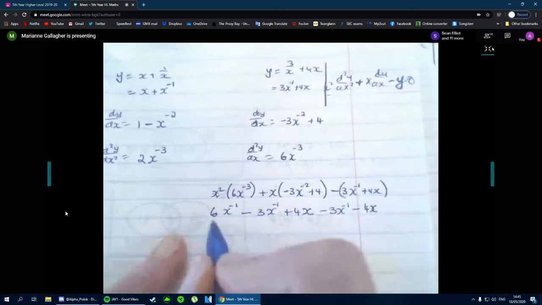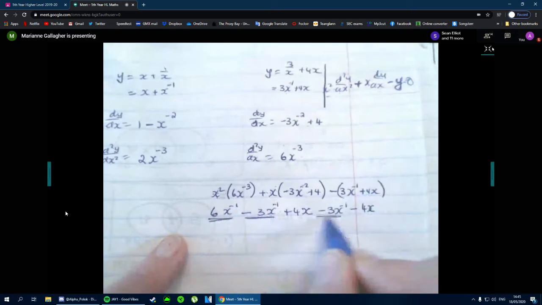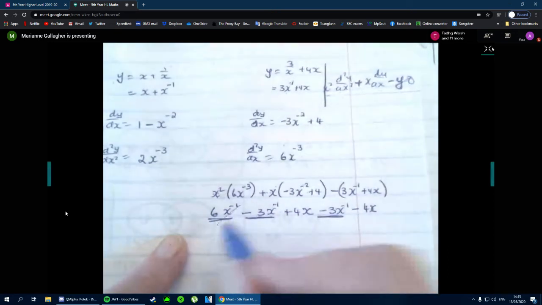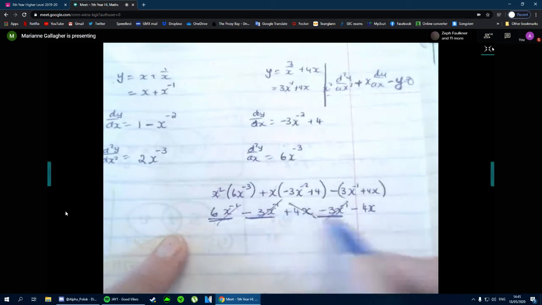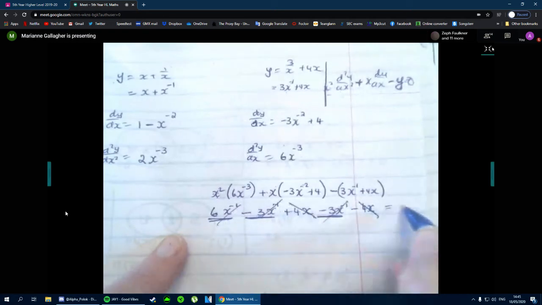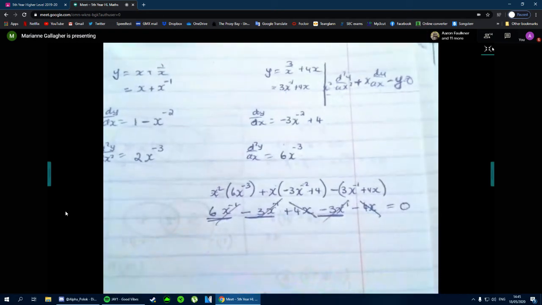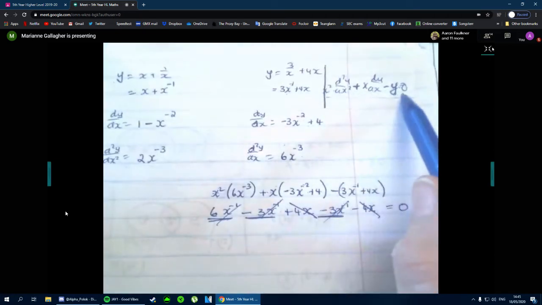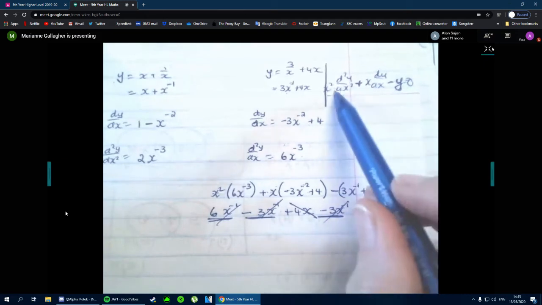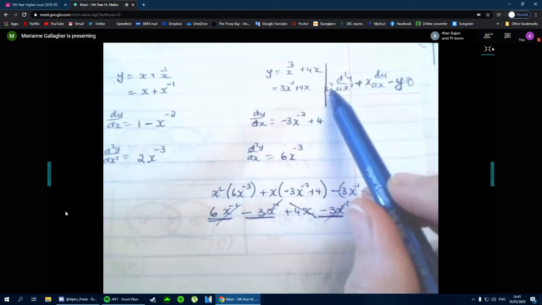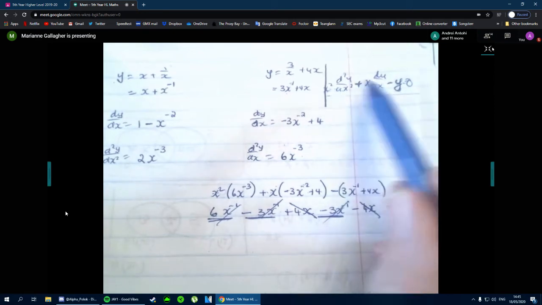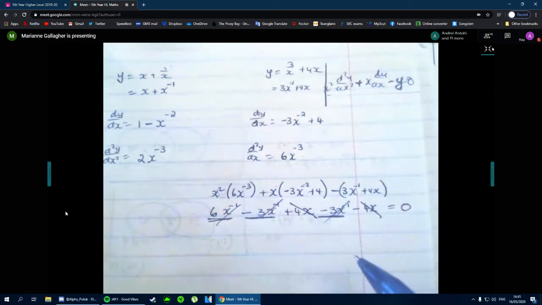And if you group your like terms, you've got x to the minus 1, x to the minus 1, x to the minus 1. You've got 6 minus 3, which is 0. So that cancels that. And then 4x minus 4x cancels, and you're left with 0. Okay, so these look like horrible equations, but it's not really that bad. It's just a little bit of algebra. You just sub in, you work this out, you sub it in, you work this out, you sub it in, and you do out your multiplication, okay?